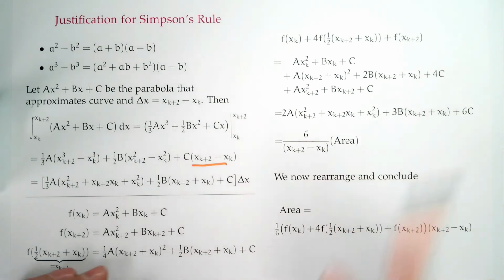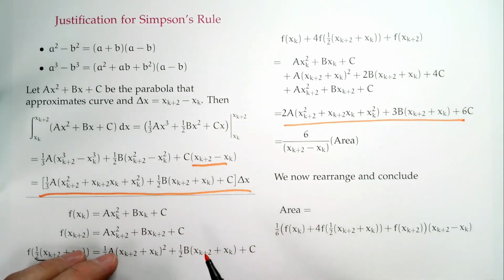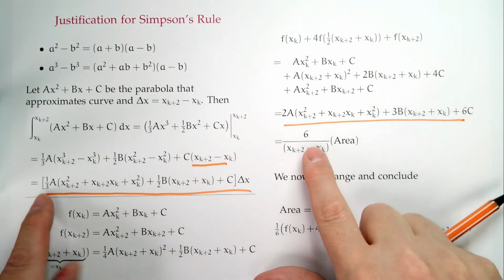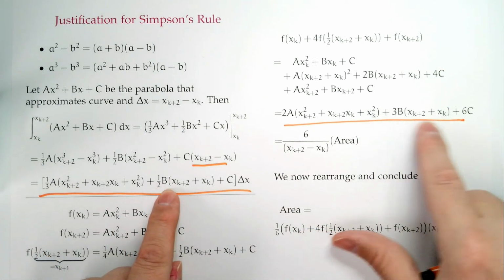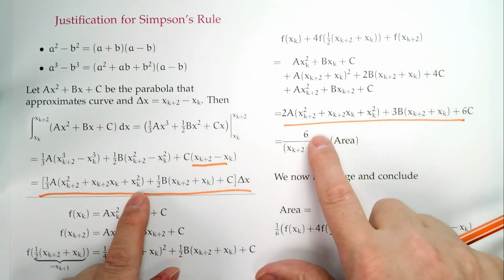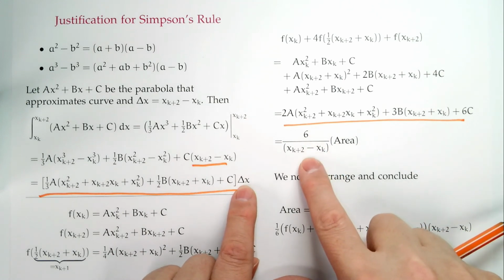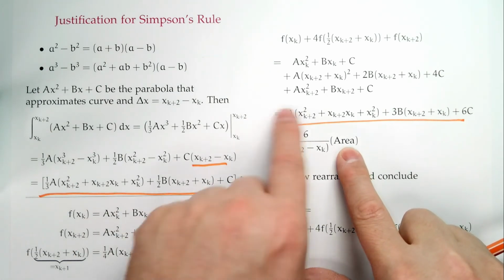Now, the key here is to stare at this expression and stare at that expression. And if you stare for a while, you're going to be like, oh, these are really similar. Very similar. How so? Well, if you were to multiply this by 6, you'd get 2a times that. Here you'd get 3b times that, and here you get 6c. So these are essentially the same up to the factor of 6 and this little delta x. So now we say, hey, that means this is the area times this part.